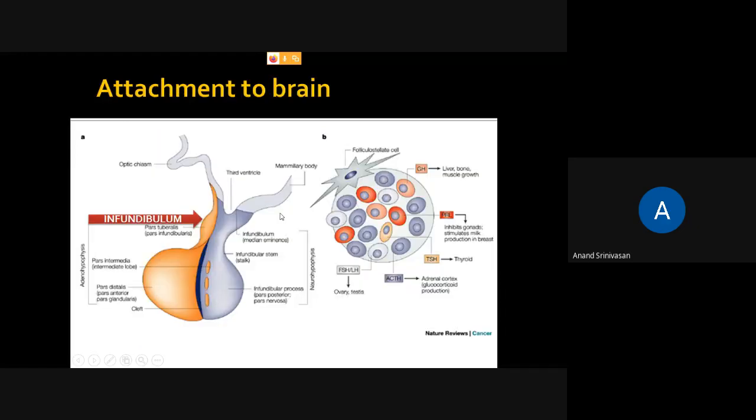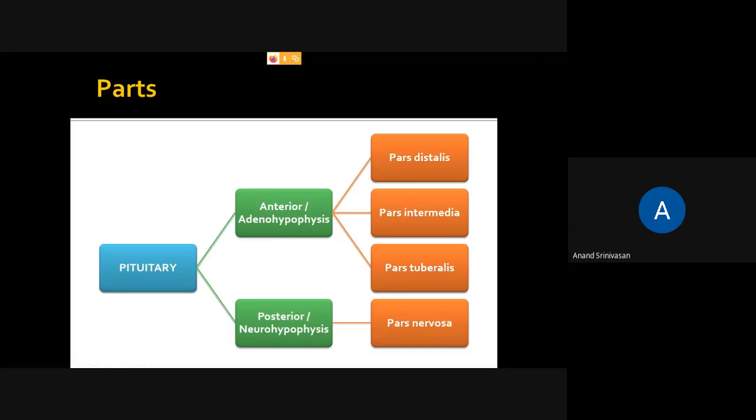How is it attached to the brain? It is attached to the brain by means of an infundibulum. The pituitary gland has an anterior part and a posterior part. The anterior part of the pituitary is called adenohypophysis and the posterior part is called neurohypophysis.